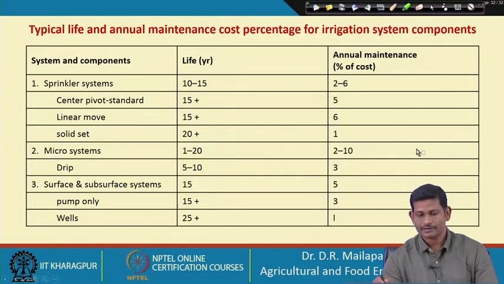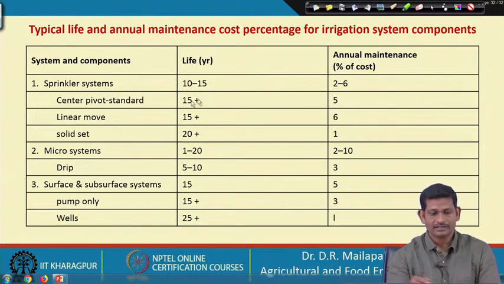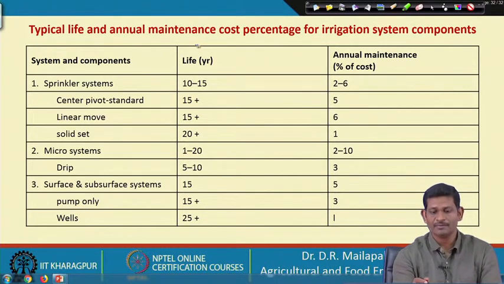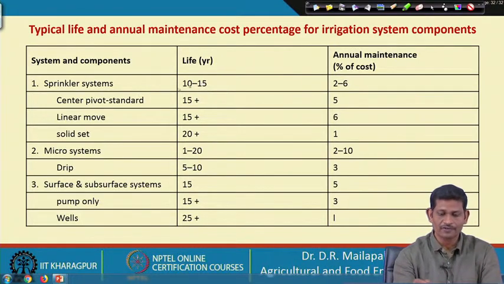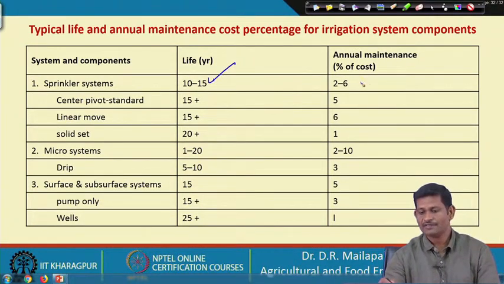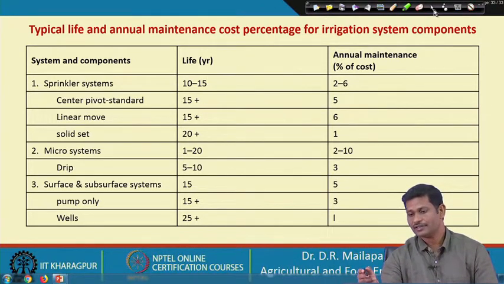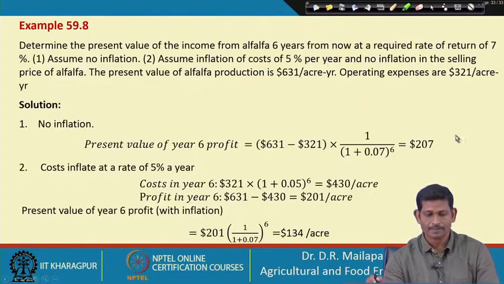And here it gives the typical annual maintenance cost percentage for irrigation systems. So, this is the life of irrigation systems and annual maintenance cost. This will be useful while calculating the economics of an irrigation system.